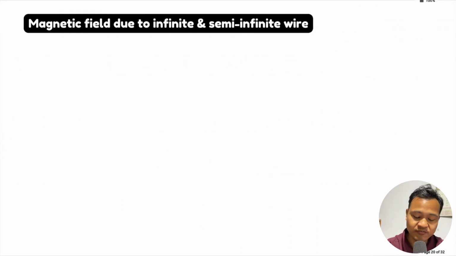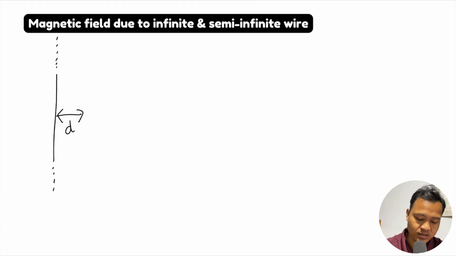So now if I have an infinite wire, I want to find out the magnetic field due to this infinite wire at a point P.